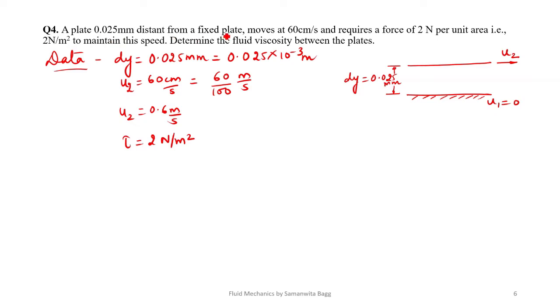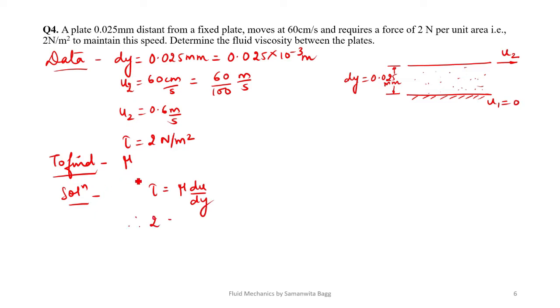Determine the fluid viscosity between the plates. So here obviously there is some fluid in between. I need to calculate the value of mu. I can say tau is mu du by dy. Tau value is given as 2. Mu I need to calculate.